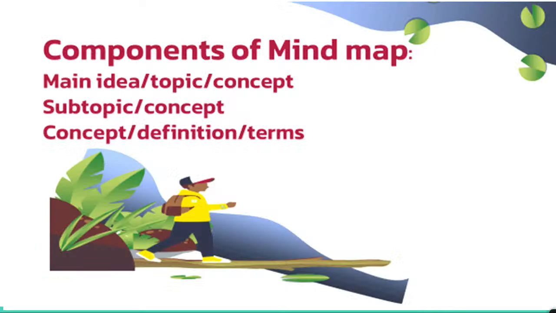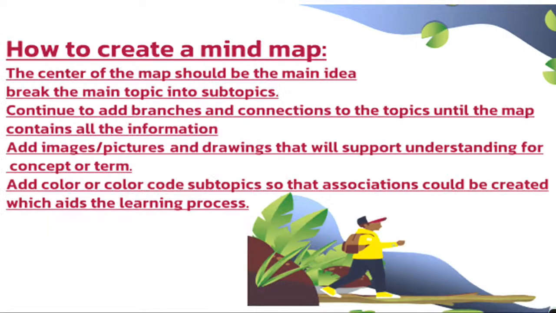What are the components of the mind map? The main components are the main idea or topic or concept at the center, then subtopics, and then we can explain with the help of definitions and terms. How can we create the mind map? The center of the mind map should be the main idea, broken into topics and subtopics.